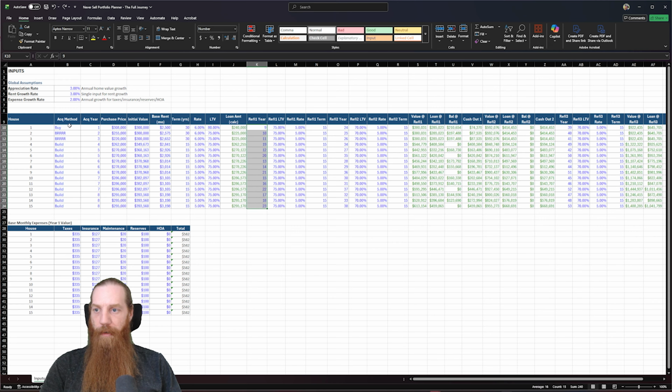It just depends on what your structure is with your properties. If you're just acquiring one property per year, like the base never sell strategy recommends, one per year for 15 years, these refi years are just going to go 16, 17, 18, 19, 20, and so on. They'll just go in order. But basically that's what that is. Your refi LTV is right here. Again, just sticking with the 75%.